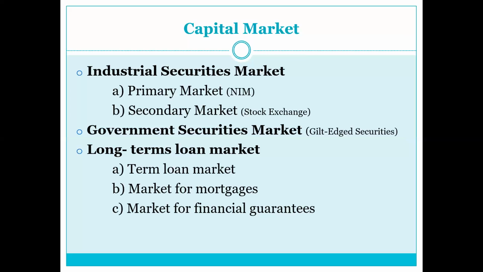Now, the second category that comes under capital market is the government securities market. Government securities market has a different meaning. It is also known as gilt-edged securities. I've given it in brackets, just go through it. Government securities are the securities which are issued by the government. That is, the RBI issues the government securities on the request of the government.